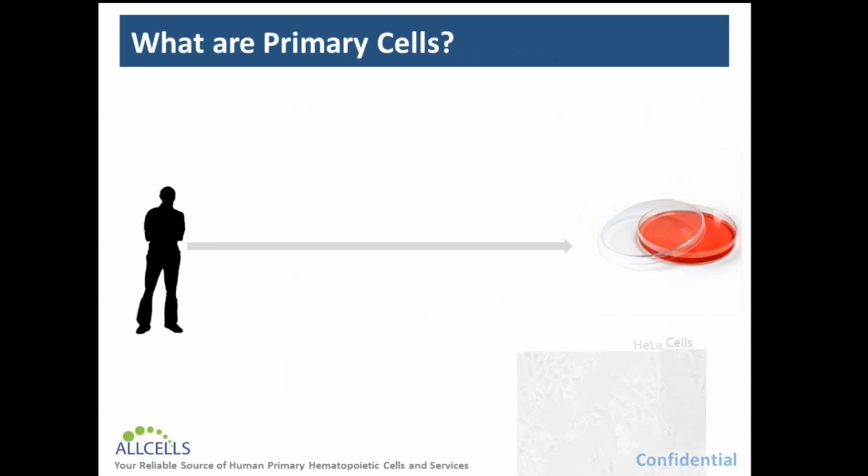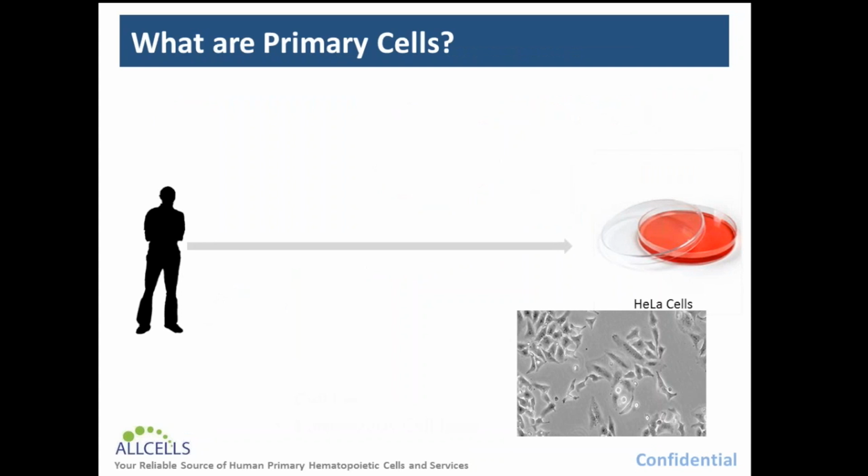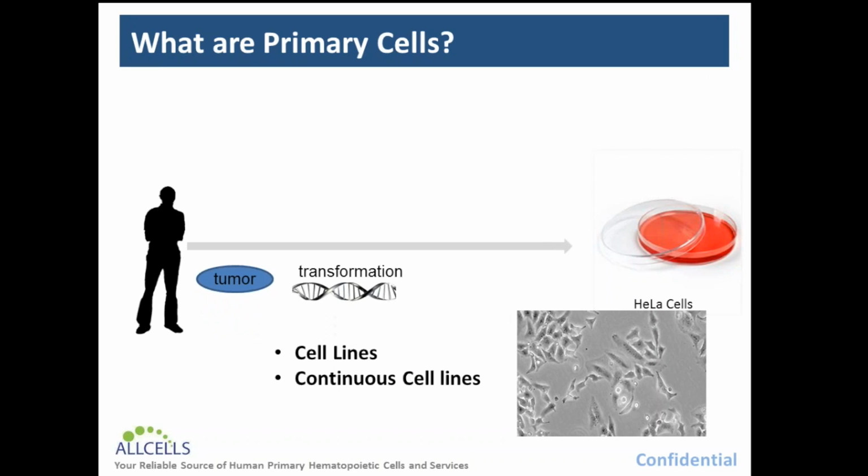HeLa cells are one example of what is known as a cell line, oftentimes called a continuous cell line. I'm guessing that many of you in the audience have used a cell line at one time or another, and maybe one day while you were mindlessly passaging them, wondered where the cells came from or how many times they had been passaged. Typically, a cell line is derived from a solid or blood tumor of a patient.